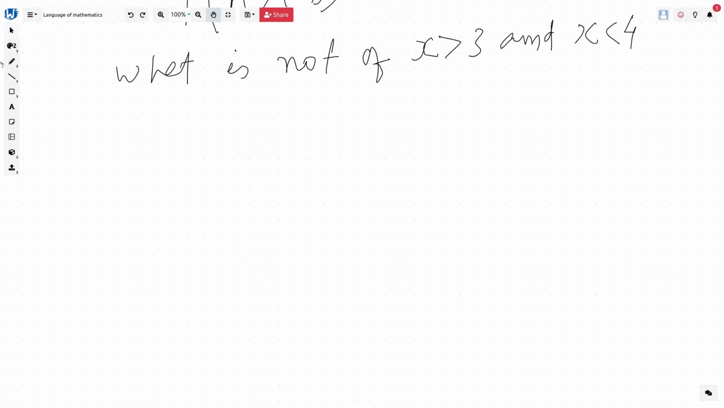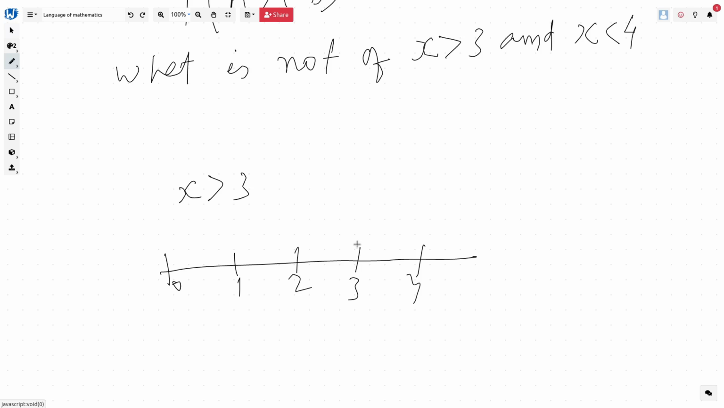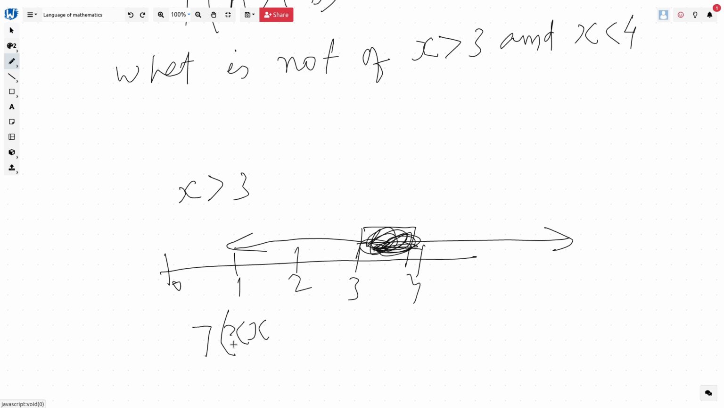So we have x is greater than 3. On the number line, this is your 0, this is your 1, this is 2, this is 3, and this is 4. When we say x is greater than 3, it means this, and when we say x is less than 4, it means this, right? Now if you see the combination and, this needs to be together. So this is the part we are more interested in. So this expression means what is not of. So we say not of x is greater than 3 and less than 4, right? So this is the part where x is greater than 3 and x is less than 4.